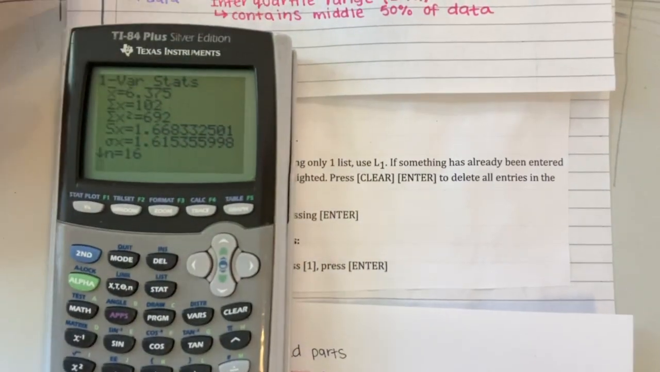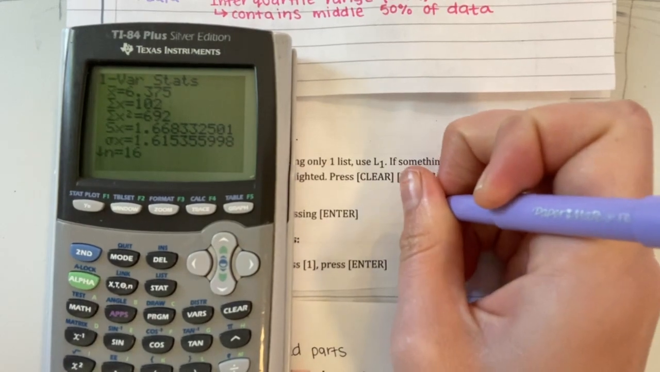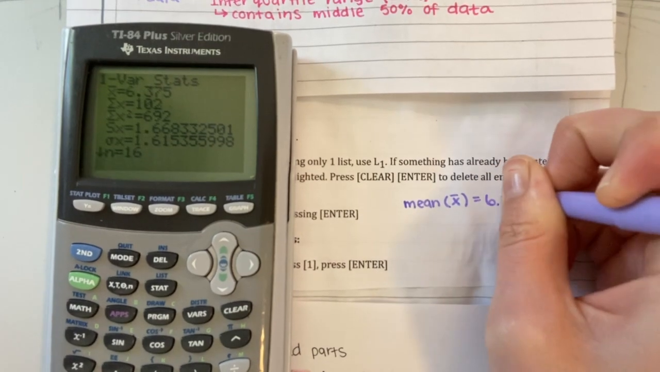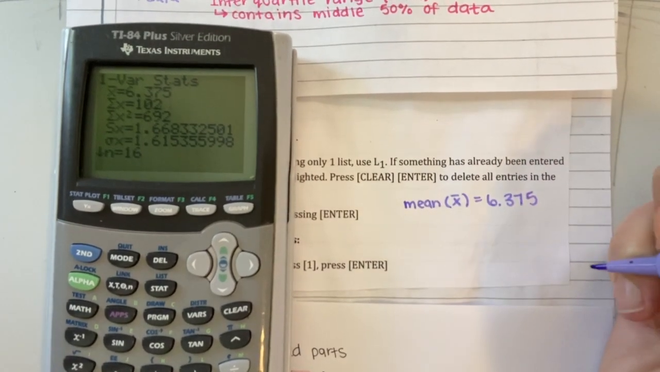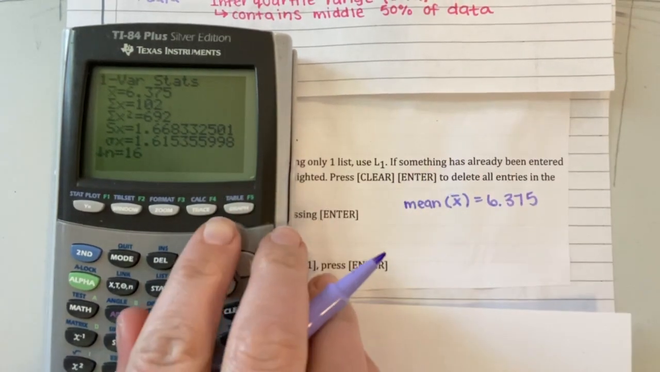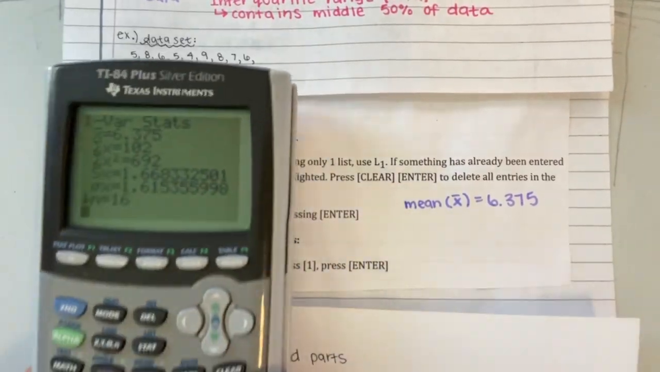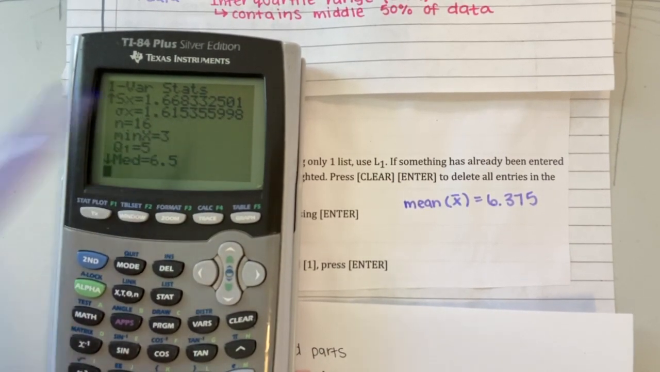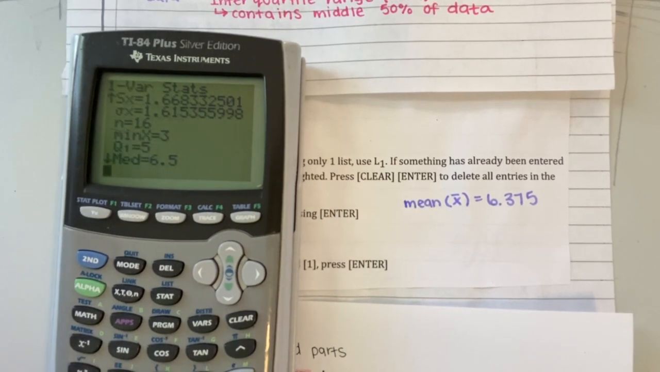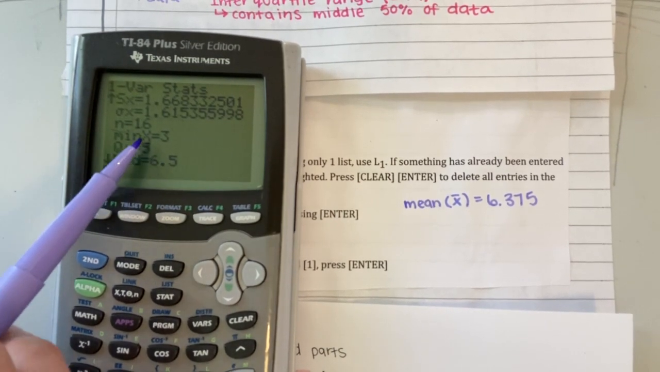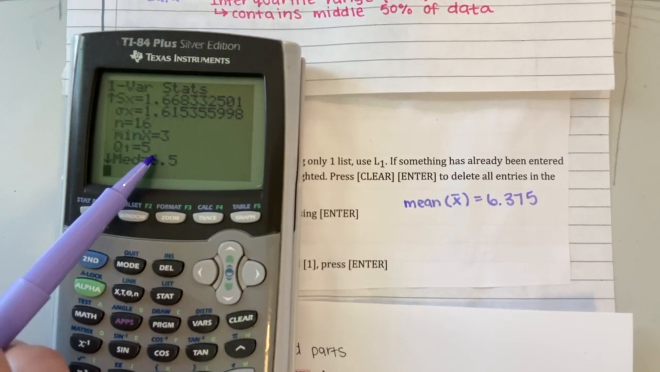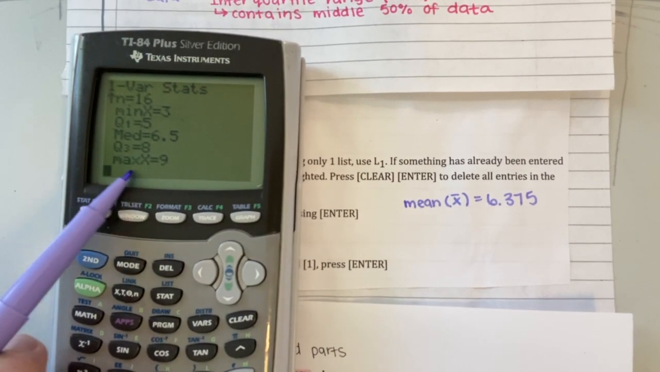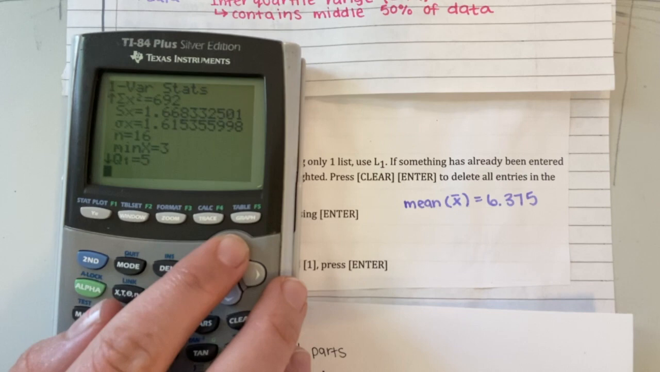So I'm given the mean. Remember, we use that little x bar. I'll write that, which is 6.375. I'm also given the standard deviation, which we'll use. We've got the total number of data points. We have the minimum value. We have quartile 1. We have the median. We have the third quartile, and we've got the maximum. So we've got a lot of information here.